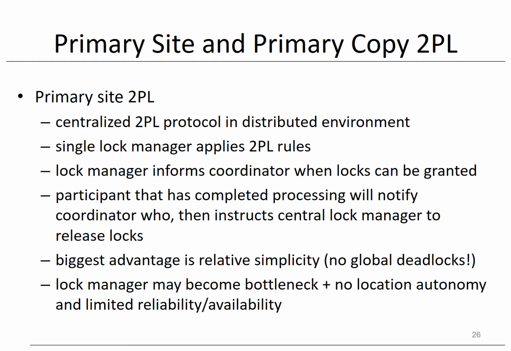The biggest advantage of primary site 2PL is its relative simplicity. In contrast to other solutions such as distributed 2PL, no global deadlocks can occur. An obvious disadvantage is that the central lock manager may become a bottleneck. There is no local autonomy. Individual nodes cannot perform any local transactions without support from the central lock manager. Concentrating all locking activities with one node may also undermine reliability and availability.